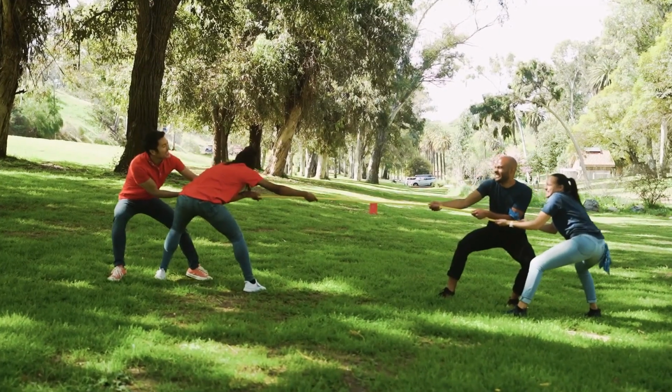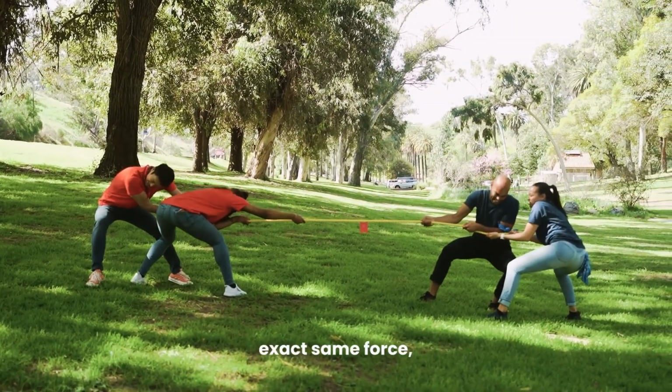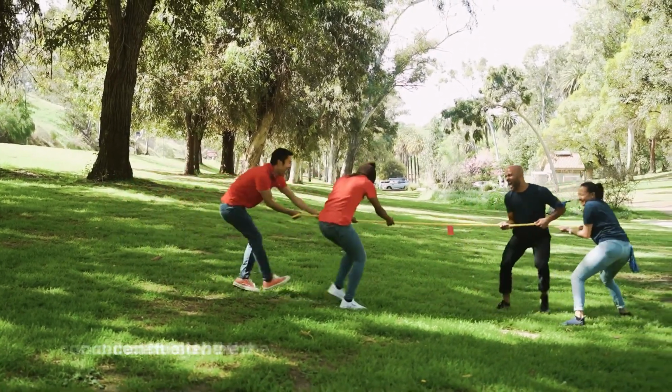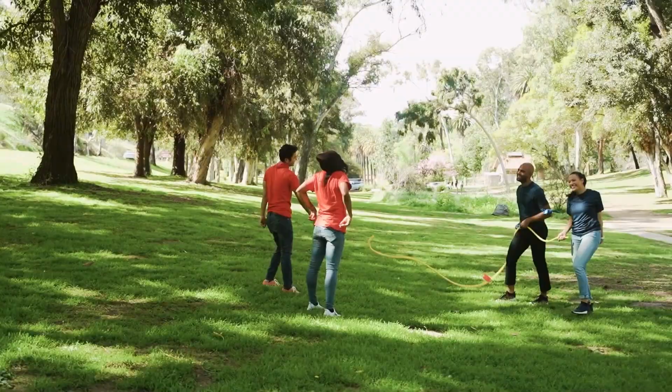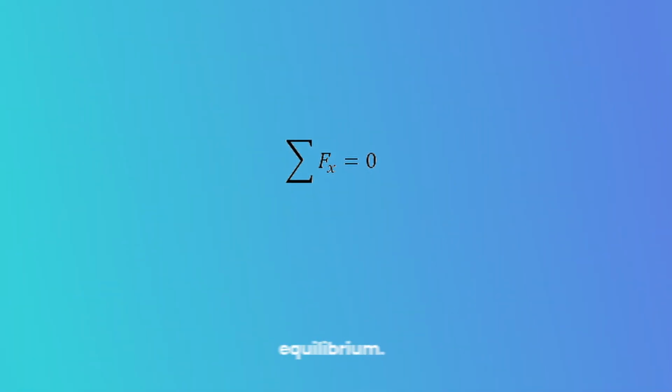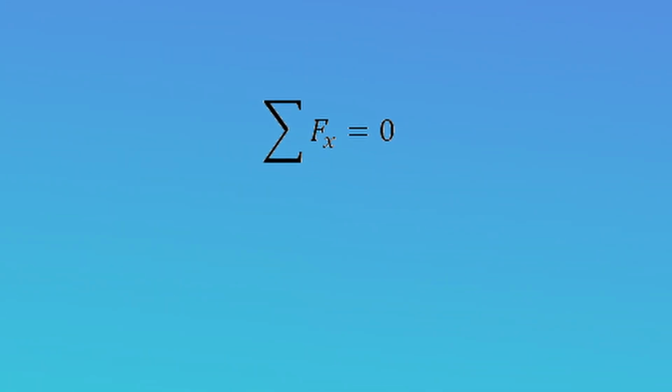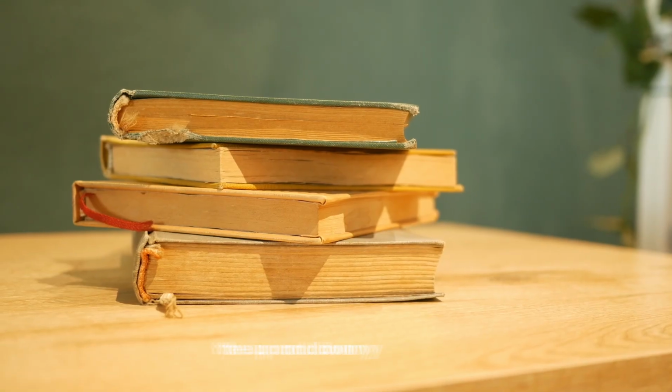So first let's talk about translational equilibrium. Think about a tug of war. If both teams pull with the exact same force, the rope doesn't move. The leftward force is perfectly canceled by the rightward force. This is translational equilibrium. In physics, we say the sum of all forces in the horizontal or x direction is zero. It's the same for the up and down y direction.